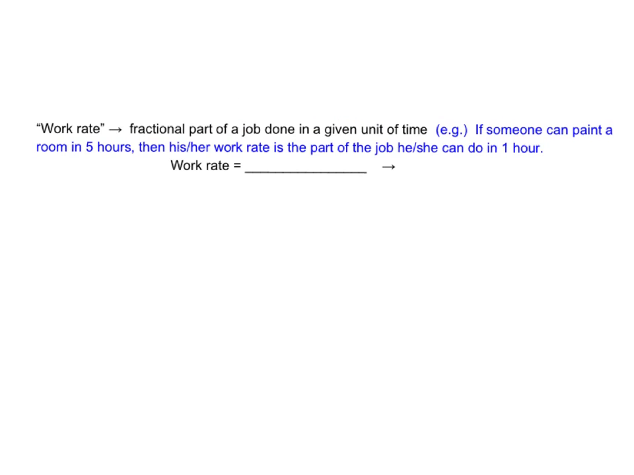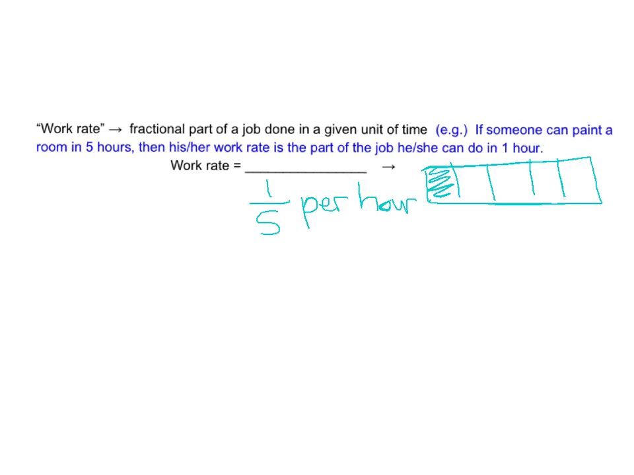For a definition of work rate, we have fractional part of a job done in a given unit of time. For example, if someone can paint a room in 5 hours, then his or her work rate is the part of the job he or she can do in 1 hour. So imagine that this box represents the complete job. Now in 5 hours, 3, 4, 5, this person can get the work done. But in 1 hour, this person can only complete 1/5 of the work. So this person's work rate is 1/5 per hour. And it's important to understand this in order to solve these work problems.